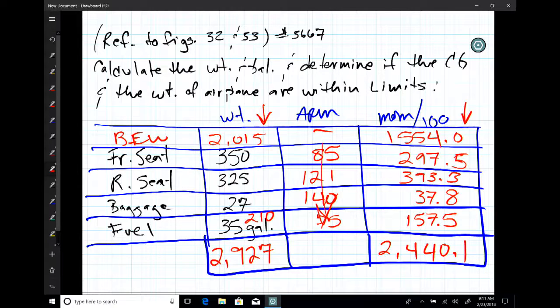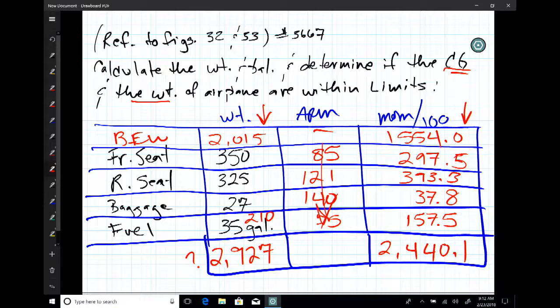You'll take a look at that, and if you have made any errors in your mathematics, then you can correct those here right now. So we know that our max takeoff weight is 2,950 pounds. So are we within that here on our weight? Yes, so far the weight looks pretty good. So that part we kind of know. The moment, 2,440.1, well, that's going to be okay, but that's not the question that we've been asked. The question is, determine if the CG and the weight of the airplane are within limits.